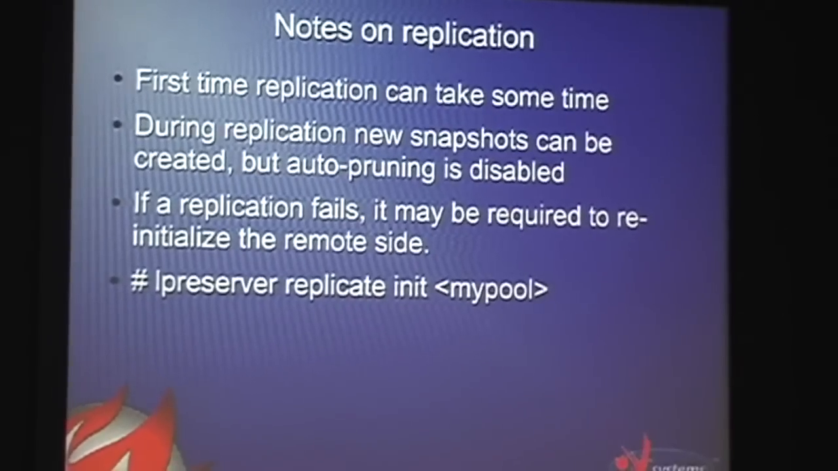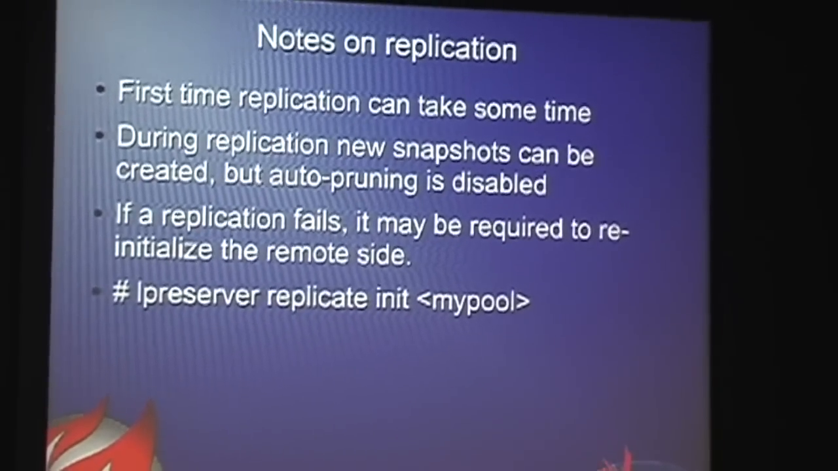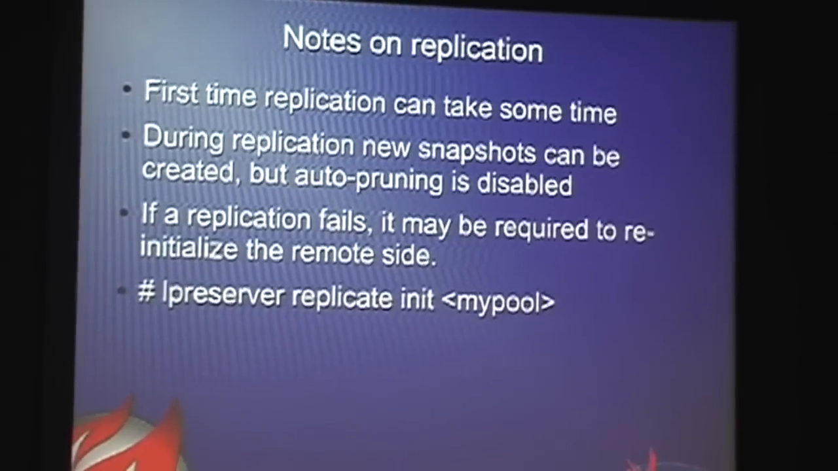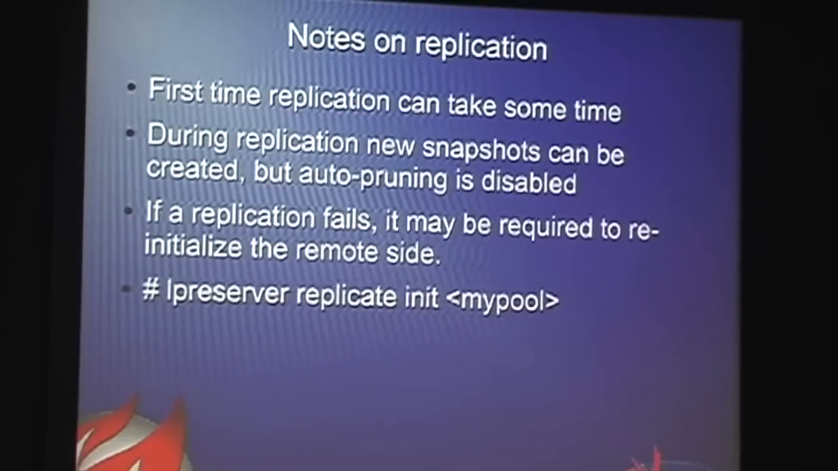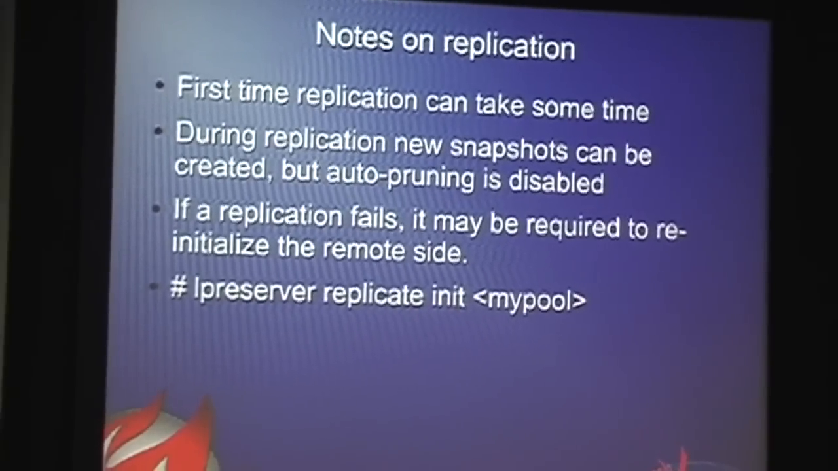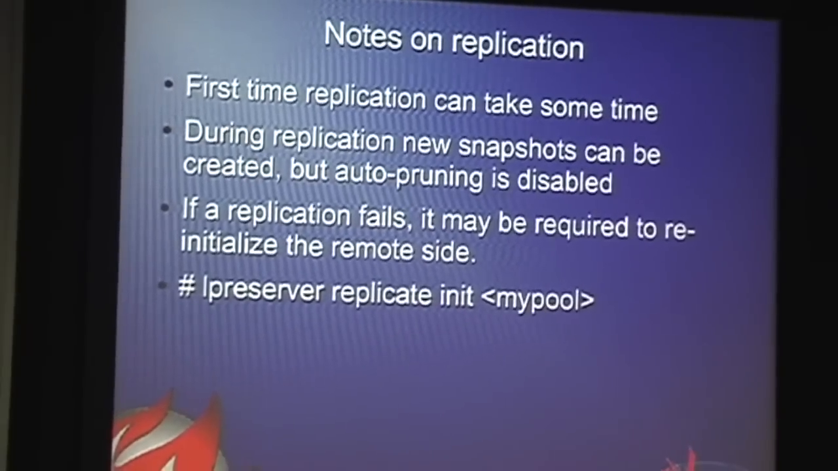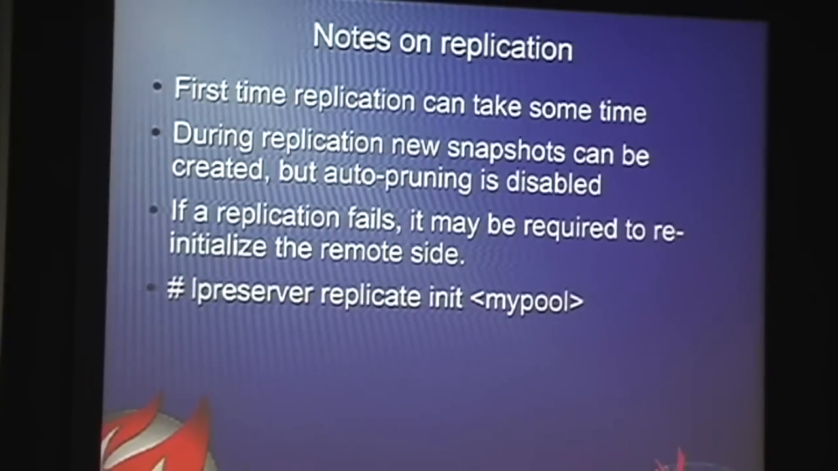So a couple notes on this. Of course, first-time replication can take some time. You're sending your entire disk over the wire, so that can take a little while. During replication, new snapshots can be created, but the auto pruning is automatically turned off. So anytime replication's running, we're not going to be screwing around with snapshots until we've had a successful replication take place. And if the replication fails, it may be required to reinitialize the remote side.